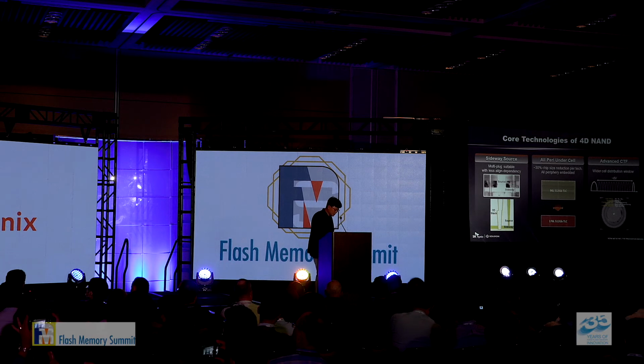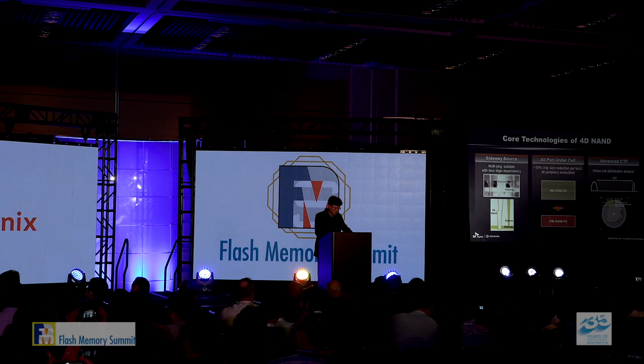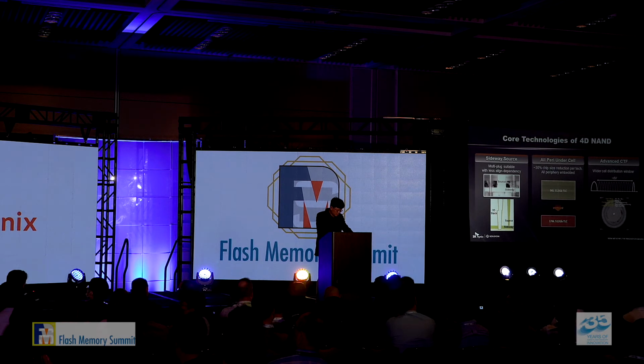The first of these is the sideways source architecture, which was first developed by SK hynix. It has the advantage of being most suitable to multi-plug 3D NAND because of much less dependency on lithography alignment than other conventional structures. Second, all periphery under cell. This enables an almost 30% chip size reduction. In 3 generations, we can place all periphery under the smaller cell array thanks to our innovative layout optimization.